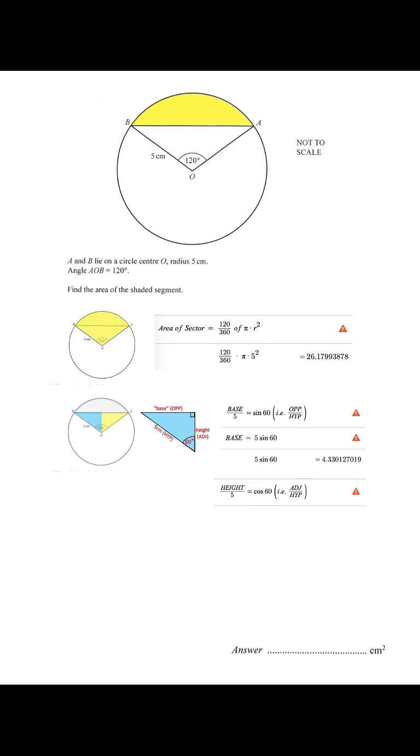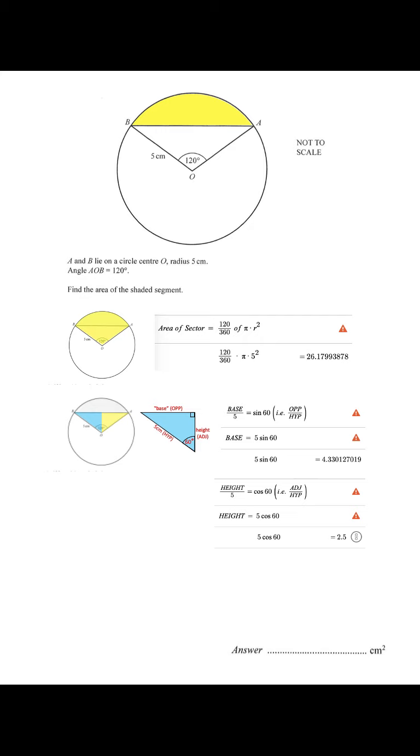And then for the height, cos equals adjacent over hypotenuse. So in this case, the cos of 60 equals the adjacent, which is the height of the triangle, divided by the hypotenuse, which is 5. I can multiply both sides of that by 5 to get that the height is 5 times cos 60, which comes out to be exactly 2.5.